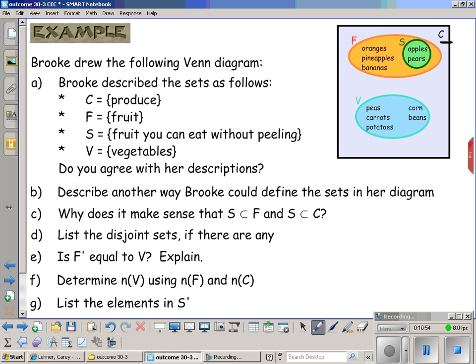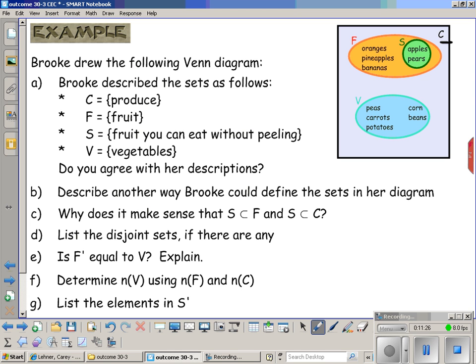We want to describe another way for us to find the sets of the diagram. So this is just to show you that there's more than one way to categorize things. Remember back when we talked about categorizing your closet. You can categorize them by the types of clothing, by color, by season. So just like she categorized the produce here and separated into fruits and vegetables, there are other ways that you can do this. So think about another way you might categorize it. And again, there's more than one possibility.